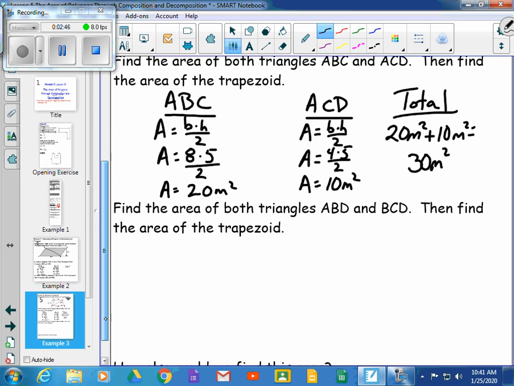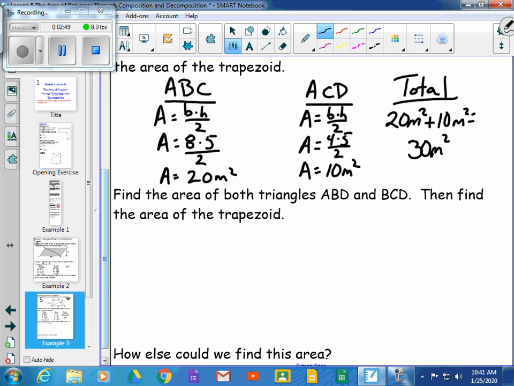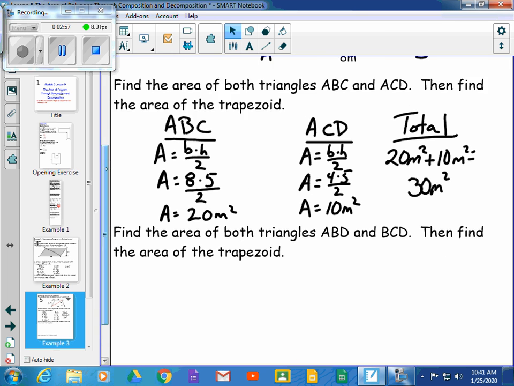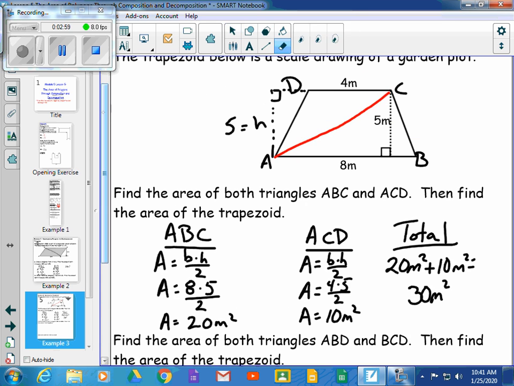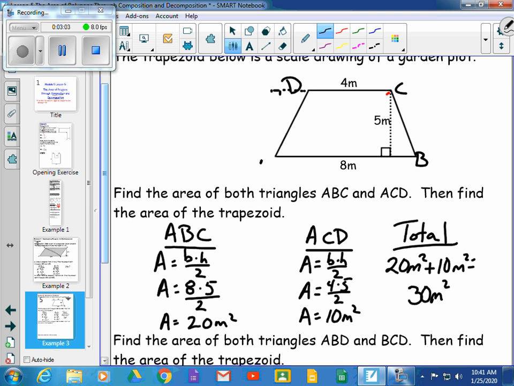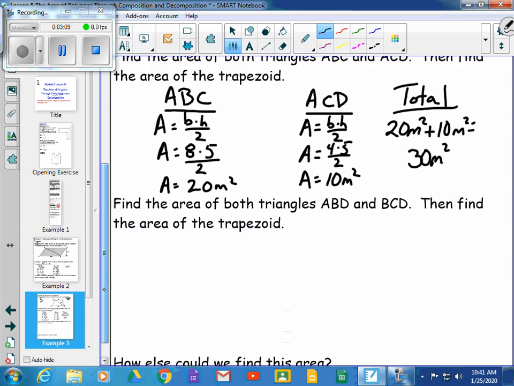Now, I'd like you guys to try this part right here. They want you to draw another diagonal, split it a different way. They want triangles ABD and BCD. So what that means is you're going to have to draw a diagonal this way, find the area of those two triangles.